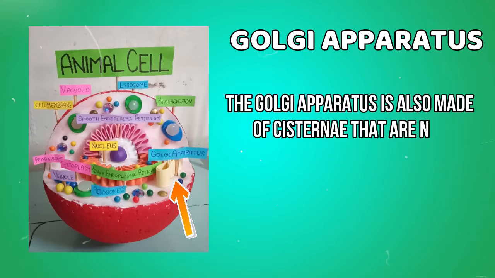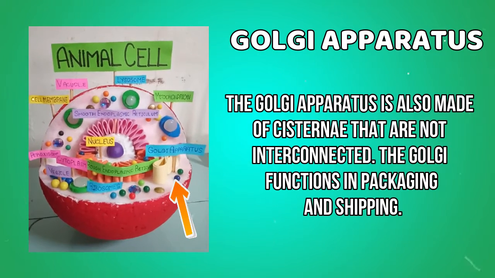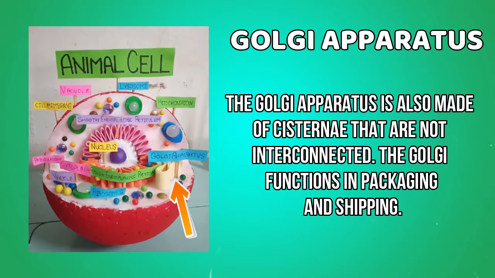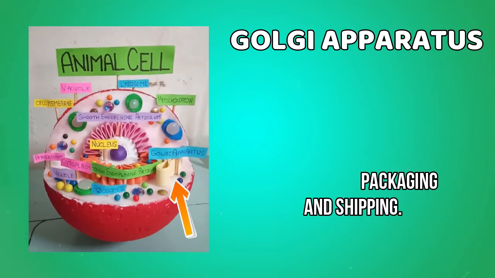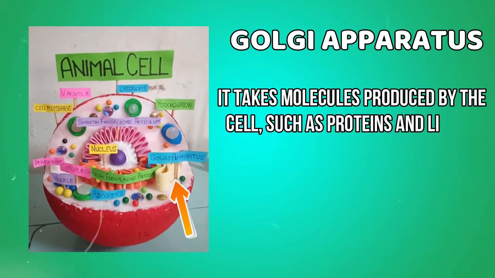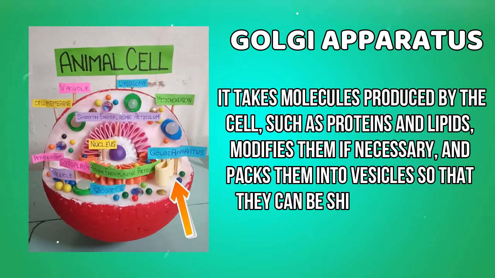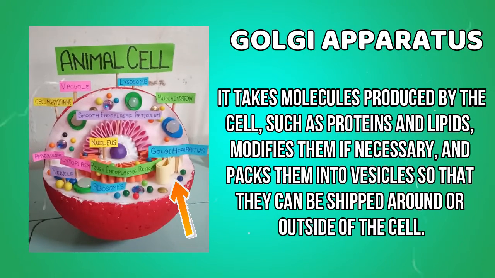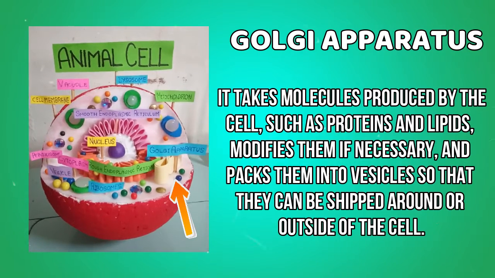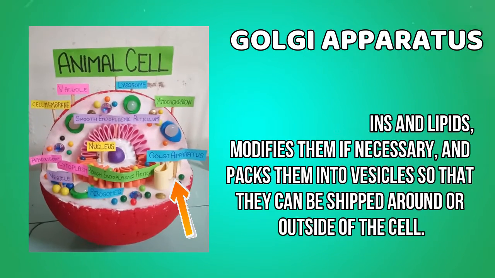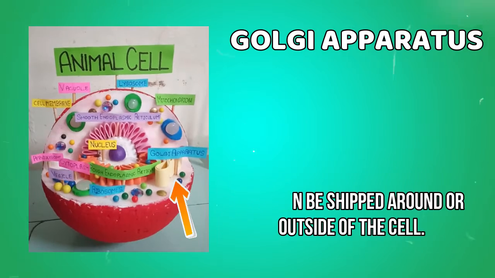The Golgi apparatus. The Golgi apparatus is also made of cisternae that are not interconnected. The Golgi functions in packaging and shipping. It takes molecules produced by the cell, such as proteins and lipids, modifies them if necessary, and packs them into vesicles so that they can be shipped around or outside of the cell.